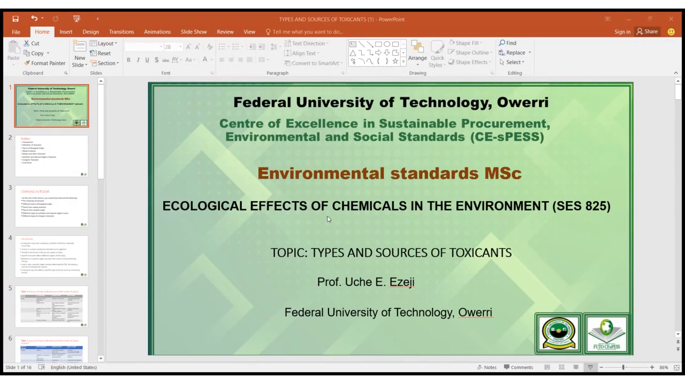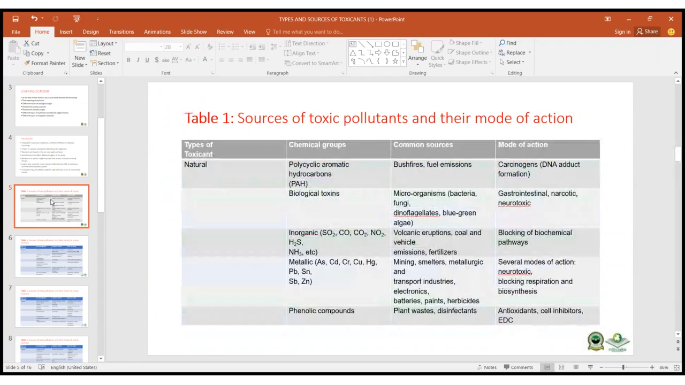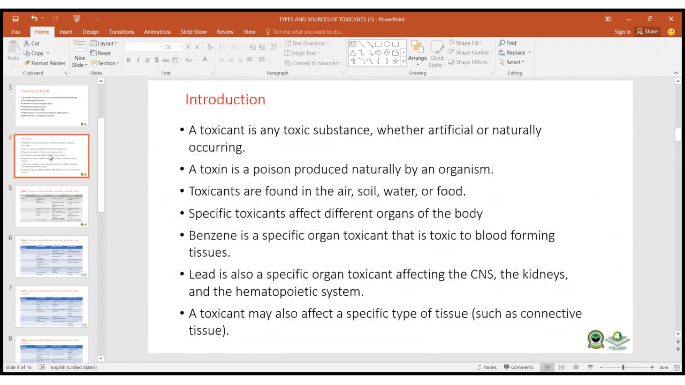The table that is trying to illustrate... The slide is not moving. Huh? The slide is just stationary. It's not moving. Is it moving now? Is the slide moving now?